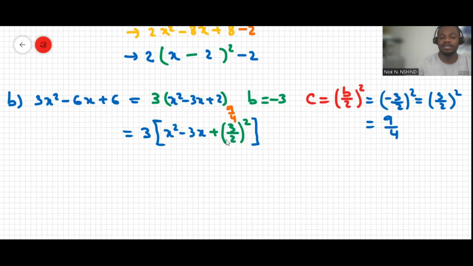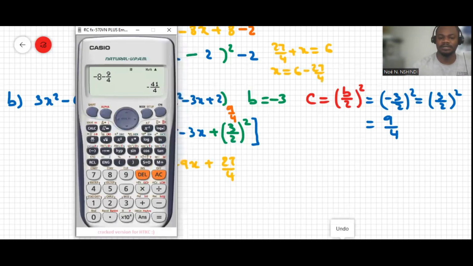But check carefully, 9 over 4, but with the 3 out there, if I times it, it's going to be 3x squared minus 9x plus 3 times 9 over 4, which is 27 over 4. But initially it was 6 here. Now I want to say to myself, 27 over 4 plus what is equal to 6. This means x is equal to 6 minus 27 over 4.